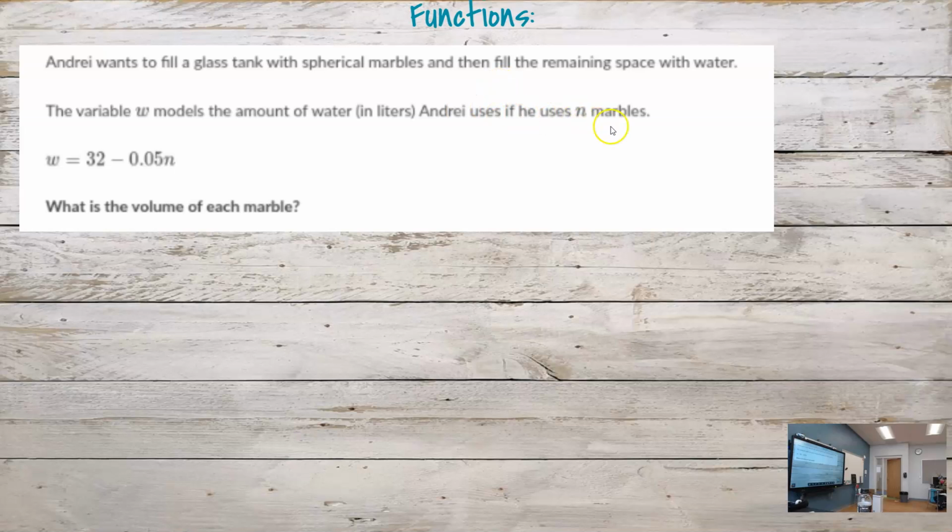So, if Andre uses n marbles, this means the initial empty volume of the tank is 32. The amount of water you would need if you use no marbles is 32 liters, right? They tell us we're talking liters up here. Each marble must be this rate, this amount, 0.05. So the volume of each marble, the amount of volume that it causes the tank to change by for each one, the unit rate, is 0.05. So the volume of each marble would just be 0.05, 5/100ths.